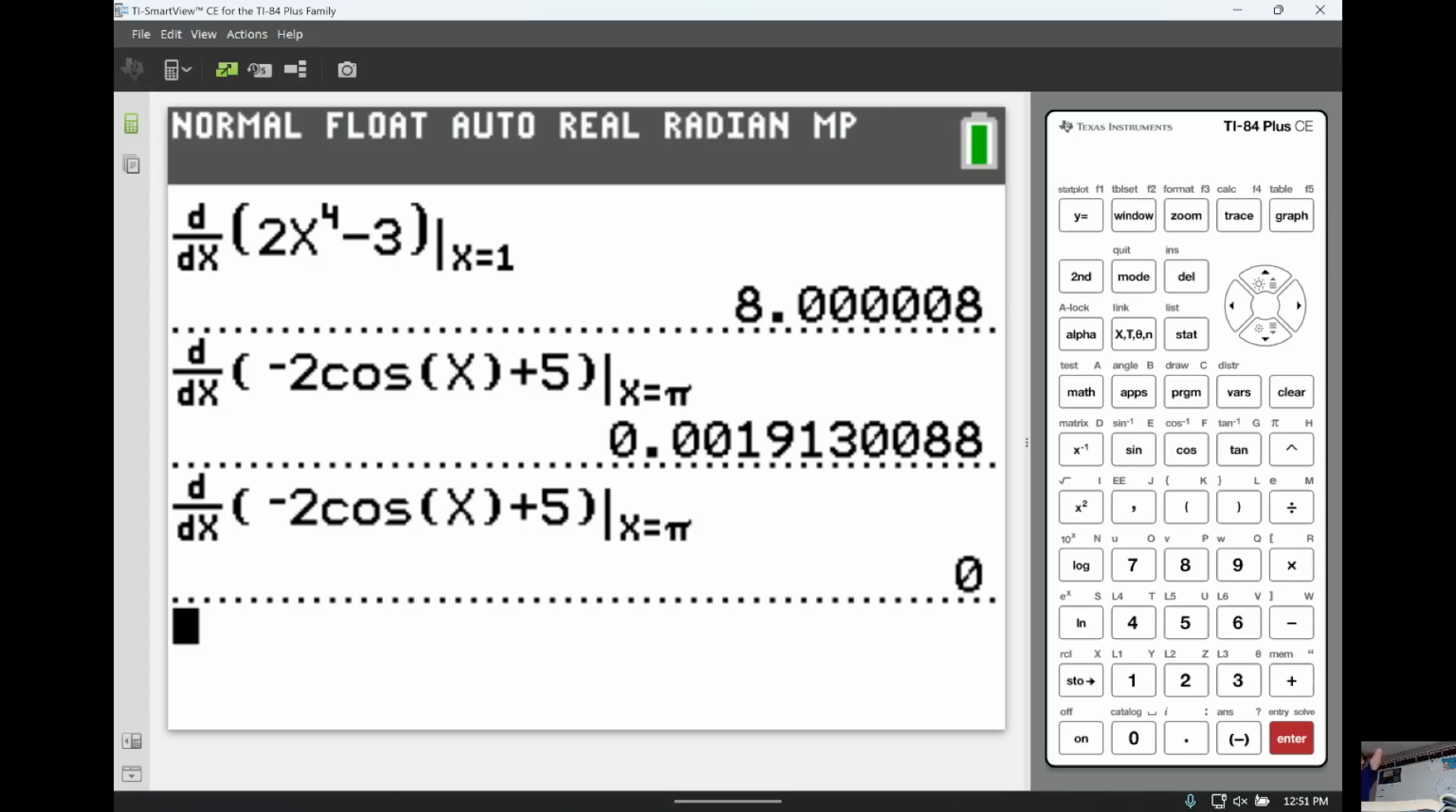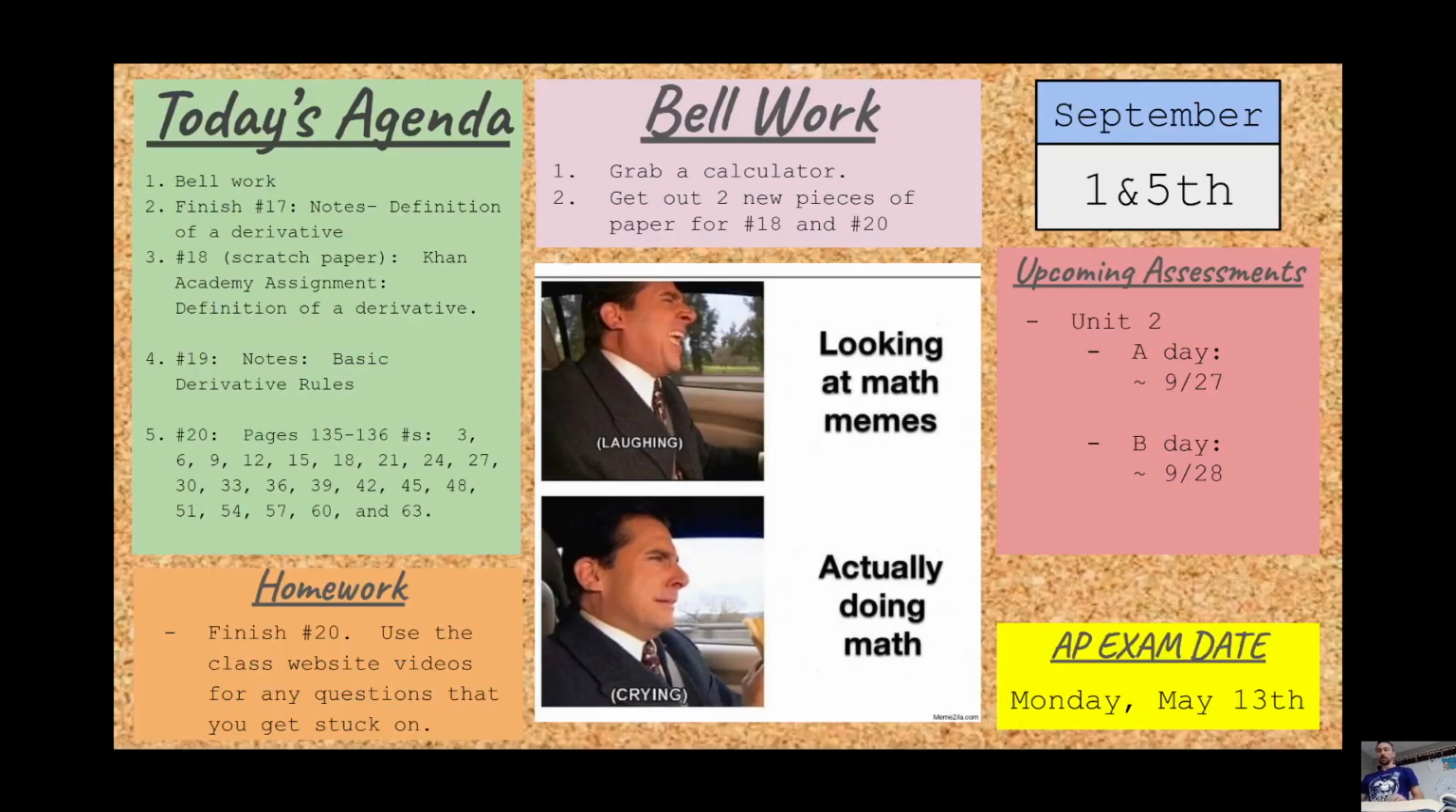Now again, that's not a hard one to take the derivative of. You could do that by hand. You can plug in pi, and you can see that you still get 0. But you need to know that your calculator is capable of this because they will expect you to use this once or twice on the AP exam. Some of them you literally can't do by hand. Okay. Go ahead, keep going.